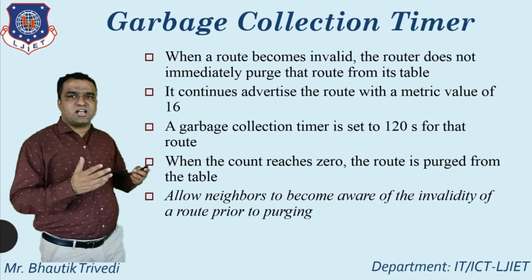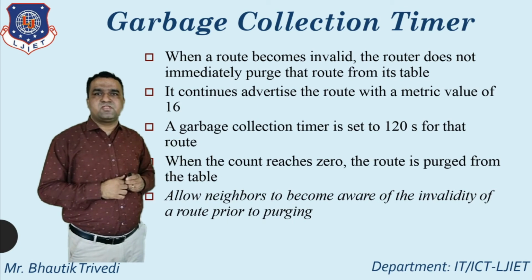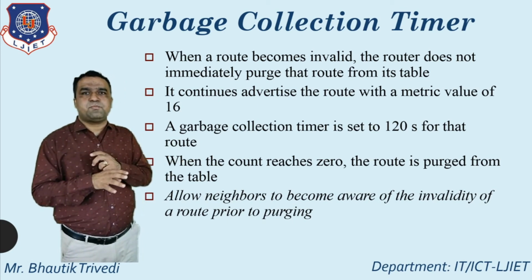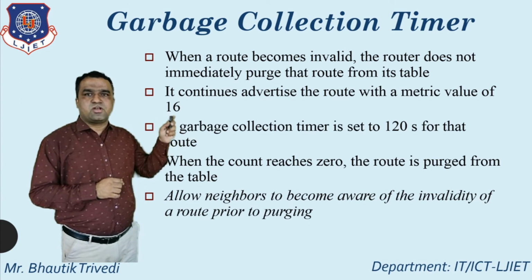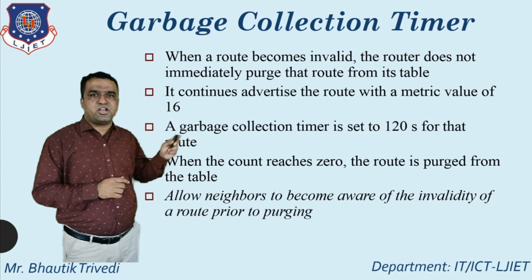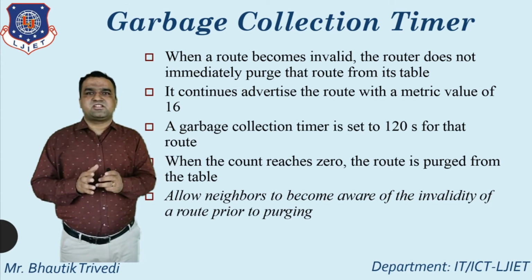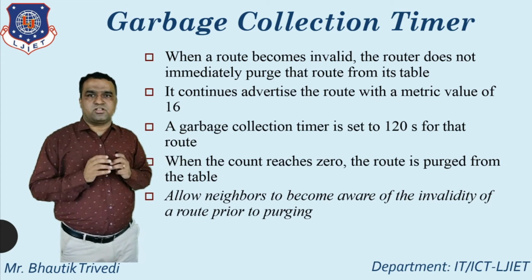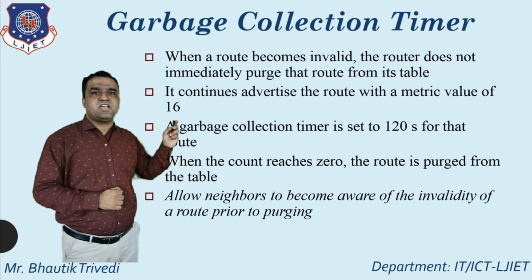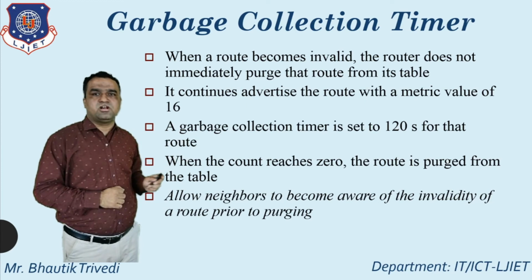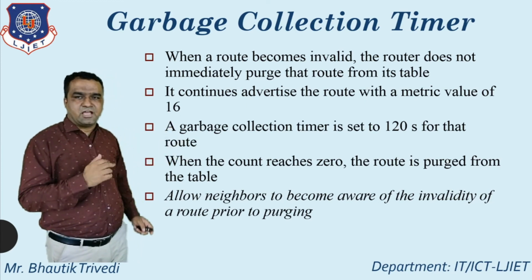Third timer, that is the garbage collection timer. For example, a route becomes invalid. The router does not immediately purge that route from its table. Instead, it continues to advertise the particular route with a metric value of 16. At that time, the garbage collection timer is set to 120 seconds for that route. When the count reaches 0, the route is purged from the table. So this is regarding the concept of the garbage collection timer.